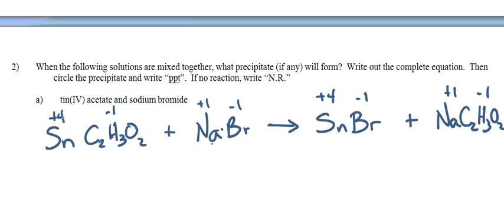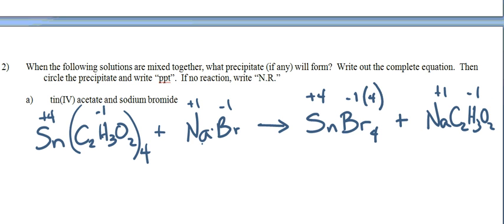So we need to balance these. So tin has a +4 charge, acetate -1. That means we need 4 of those. Over here, tin has a +4, bromine has a negative. Oops! Did you see what I just about did there? Don't ever write a parenthesis around an element. So we need a 4 there. Okay. Parentheses are for polyatomic ions only. All right. So we have our balanced equation. Let me kind of scoot that over a little bit.